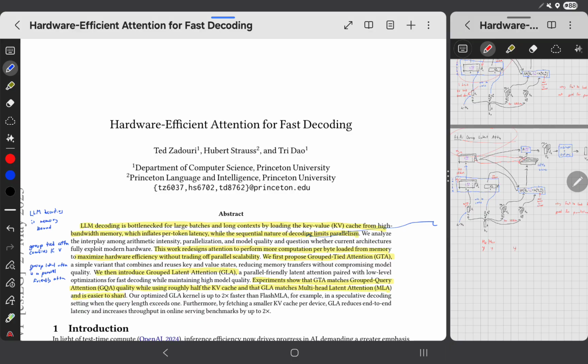So yeah, that is this paper, Hardware Efficient Attention for Fast Decoding. Yeah, I think it's pretty cool that it's just baking in the hardware into the architectures. And yeah, I'm curious to see if these are actually adopted in the future.